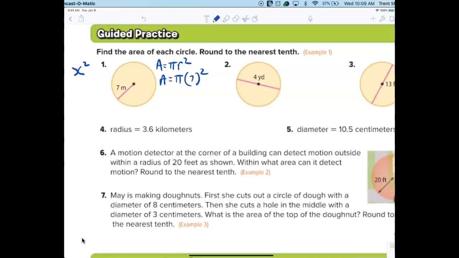So now the area is approximately 153.94, and then we're going to put the proper units. We measure area with squares, so it's m squared. I'm asking you to make sure you can do that on your calculator. Double check it. Anybody have any questions with 153.94 square meters?